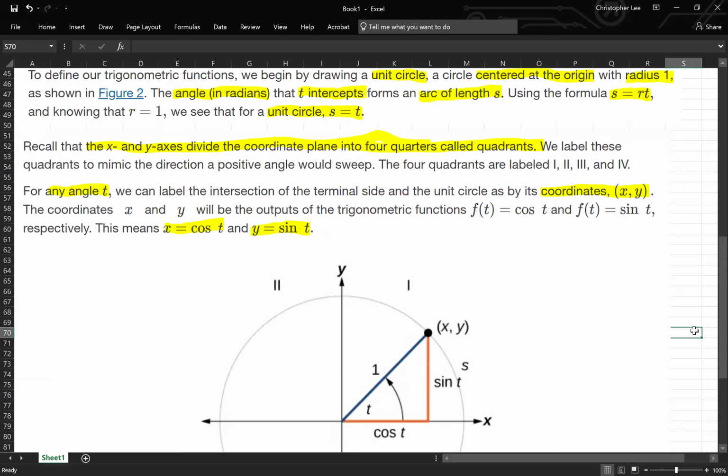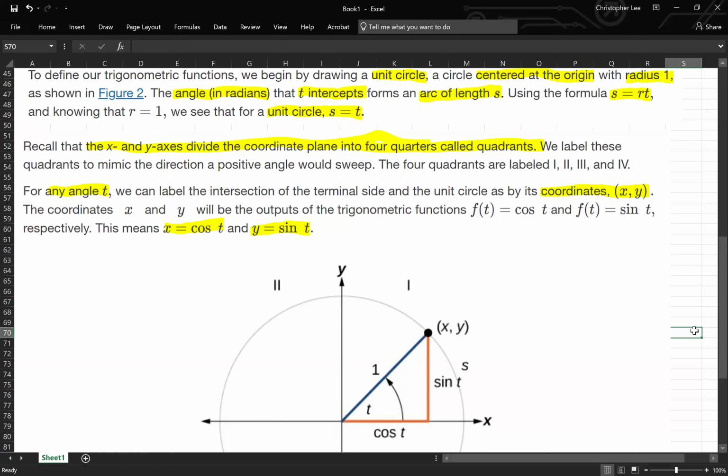So recall that the x and y axes divide the coordinate plane into four quarters called quadrants. We label these quadrants to mimic the direction a positive angle would sweep. The four quadrants are labeled 1, 2, 3, and 4 in Roman numerals, like the I-looking thing for one, etc.